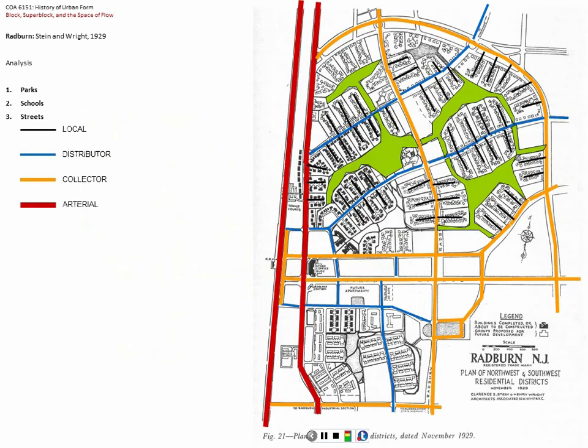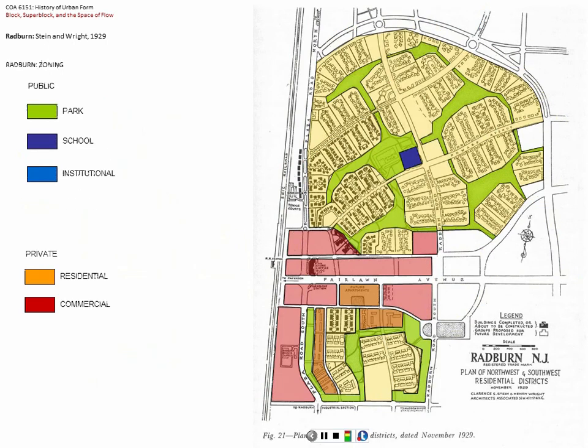So this is what Radburn then looks like. And overlaid on top of that was zoning. Residential areas, commercial areas, institutional areas. Zoning technically is the regulation of private property. So there is no zone called public park. Follow me? By definition. That's part of that constitutional frame, right?